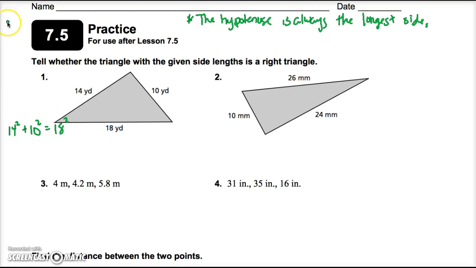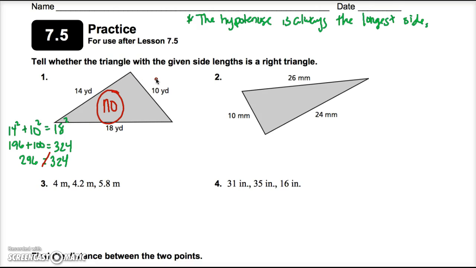So let's start to solve this. 14 squared is 196, 10 squared is 100, and 18 squared is 324. And when I add these two together, 196 plus 100 is 296, equals 324. That is not true. So because those are not true, no, this is not a right triangle.